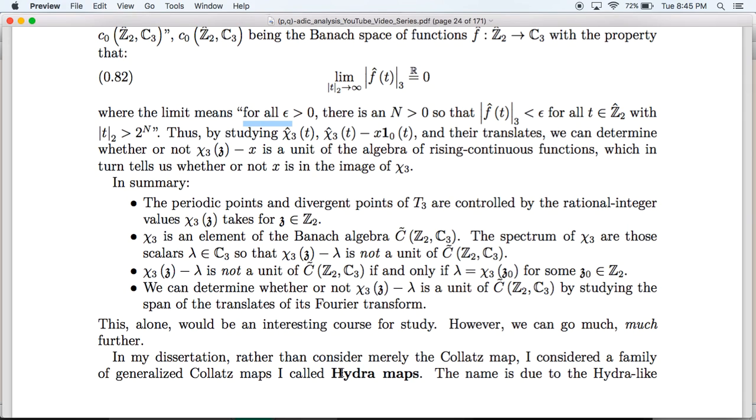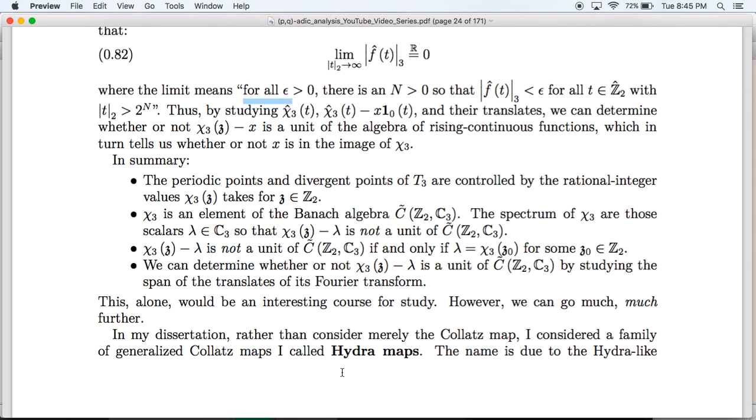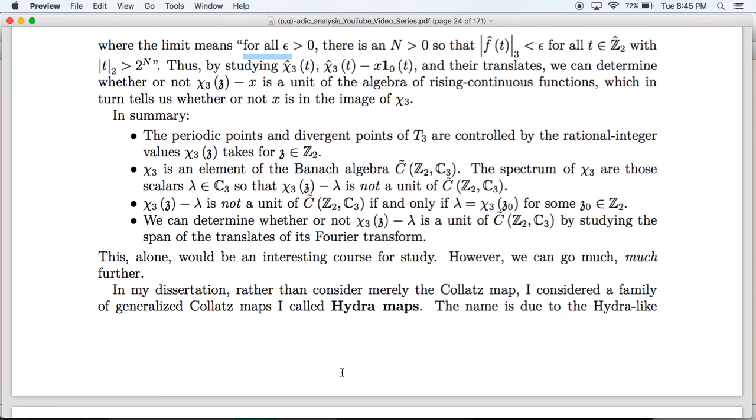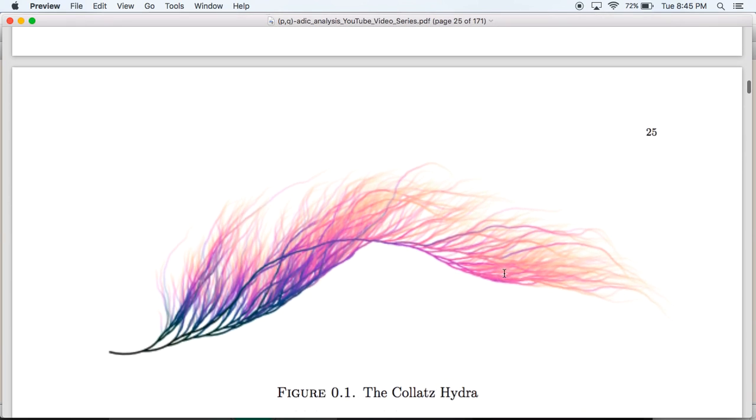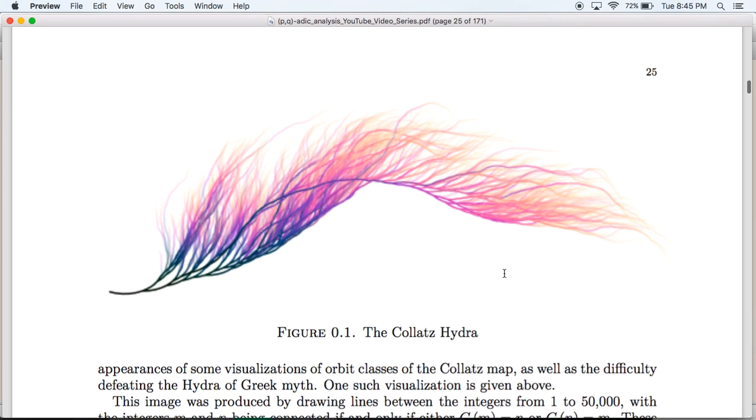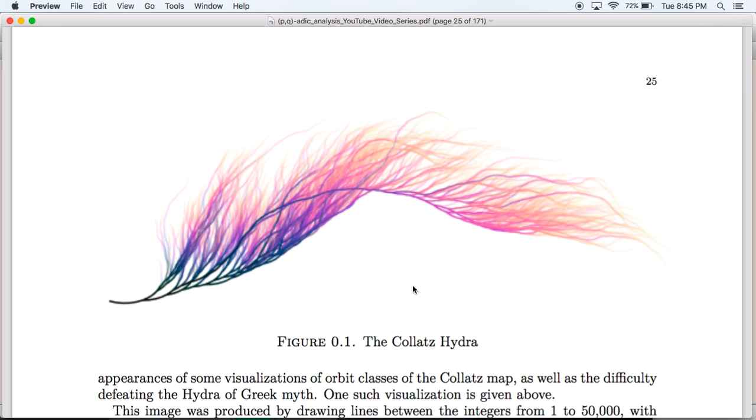In addition to doing math, I also write fantasy/science fiction, so I like naming things coolly like this. It seems like only other writers who know about mathy stuff appreciate the name, but trust me, it's a cool name. The name is due to the Hydra-like appearance of certain visualizations of the orbit classes of the Collatz map, as well as the difficulty of defeating the Hydra of Greek myth.